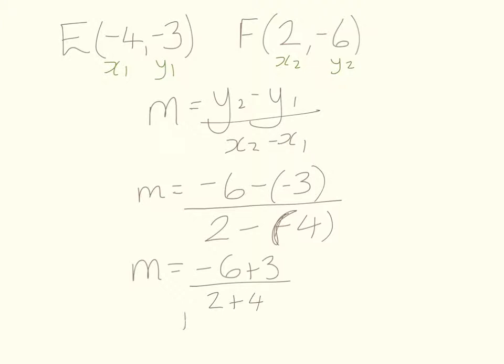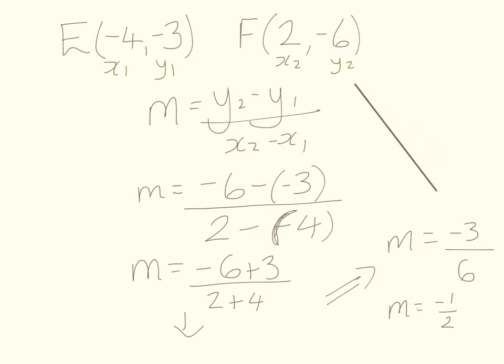Generally your working should still go down the way, but I don't have room, so I'm going to do it over here. -6 plus 3 is -3. 2 plus 4 is 6. Always remember to check if our fraction can be simplified. Both can be divided by 3. We'll get the gradient as -1/2, which would correspond to a line that would go in a downwards direction.